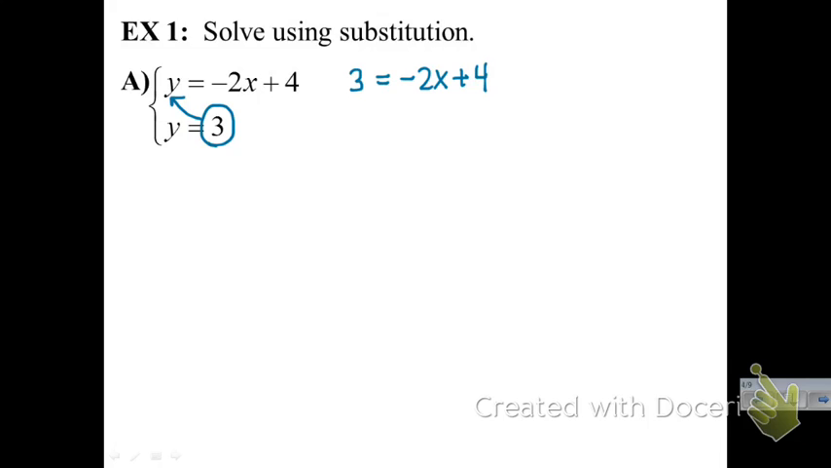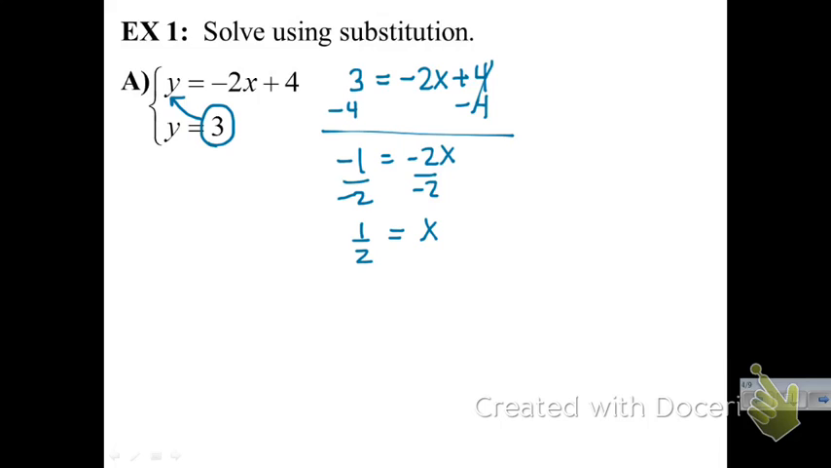From here you're going to solve this equation. You want to isolate the x. So to isolate the x, we'll subtract 4 from both sides. You get negative 1 equals negative 2x. And then to isolate x, you'll divide by negative 2. So x equals 1/2. You have one solution located at 1/2 and 3.